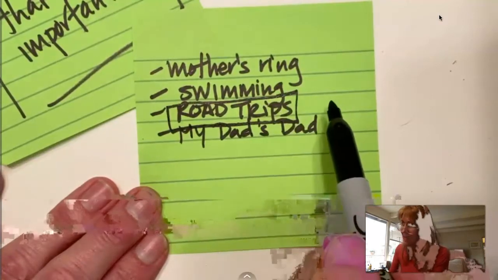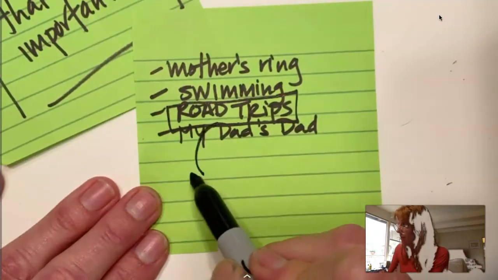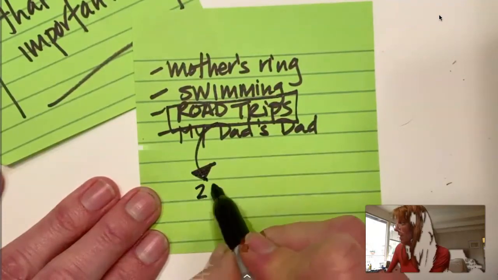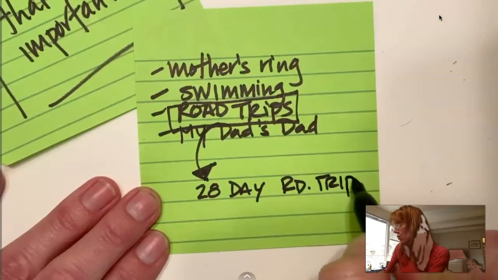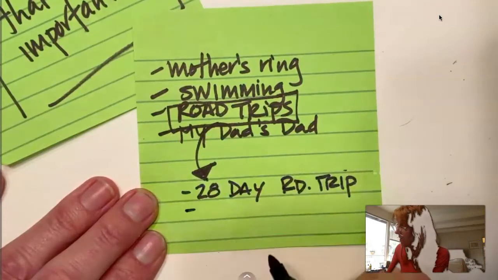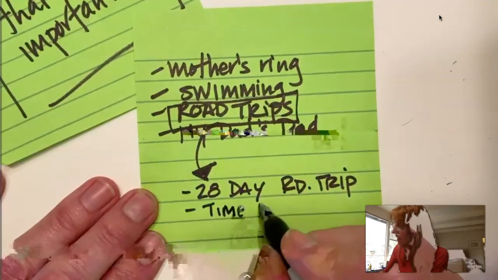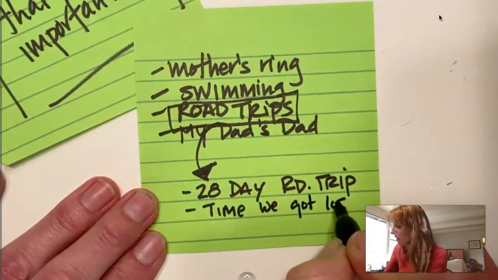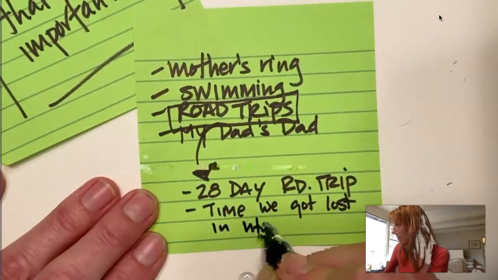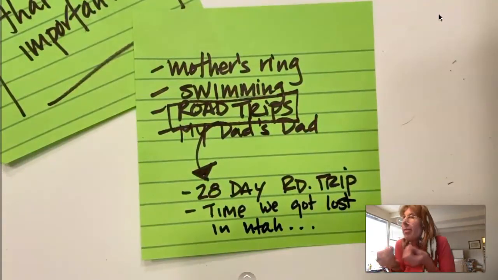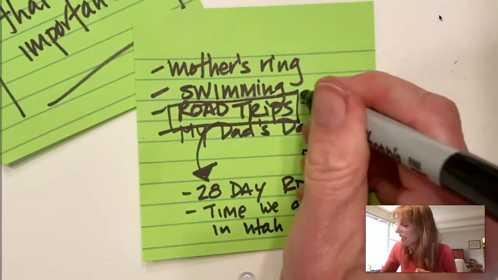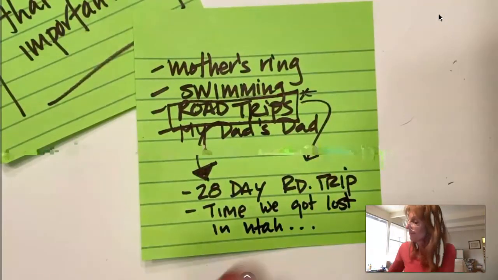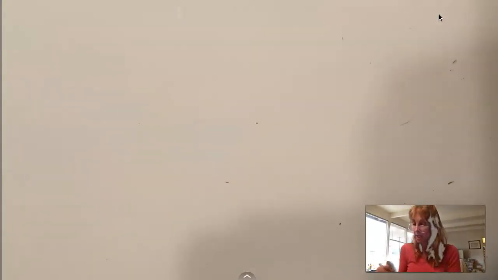So do you see how it can be all sorts of things, and then I could think, okay, I'm going to write about road trips today, but I'm not going to write about all my road trips. I'm going to think about the time I went on a 28-day road trip with my kids, and then I'm not going to write about that whole trip because that would be a really long story. I might write about the time we got lost in Utah. All right, so that could be one thing I write about, that has to do with this thing that I like, road trips.